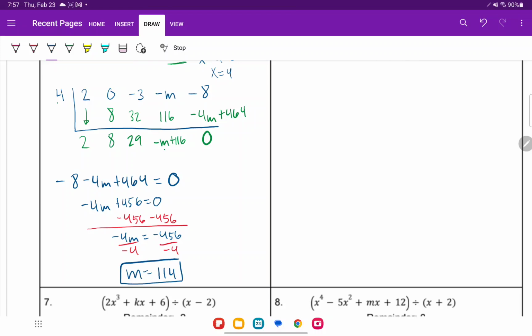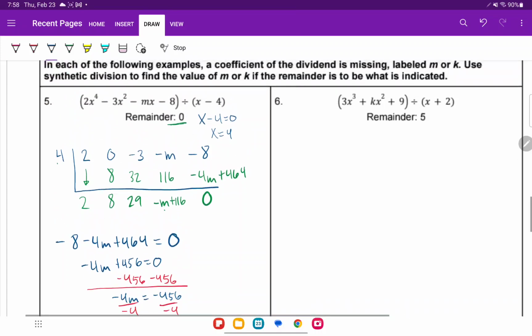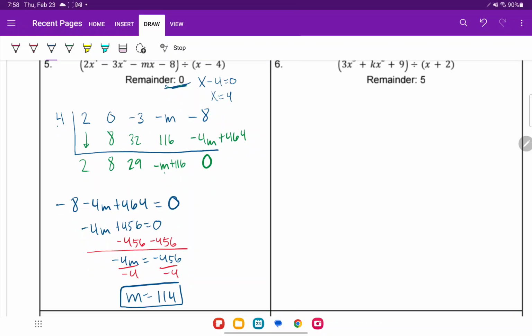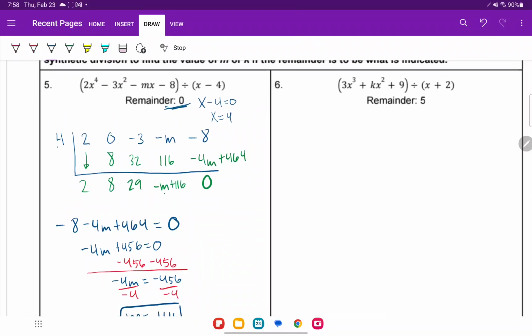All right, so that process right there, be careful. Once you get to that m, when we combine them, negative m plus 116, I just rewrote that as the expression. Then when I multiply by the pivot point, I distribute it. 4 times negative m was negative 4m. 4 times 116 was 464. And when I combined them, I got negative 8 minus 4m plus 464. Again, remember it told us the remainder right here was 0. And then I just set up that equation and I solved it. Okay. And you'll see me do the same process on number 6 as well.